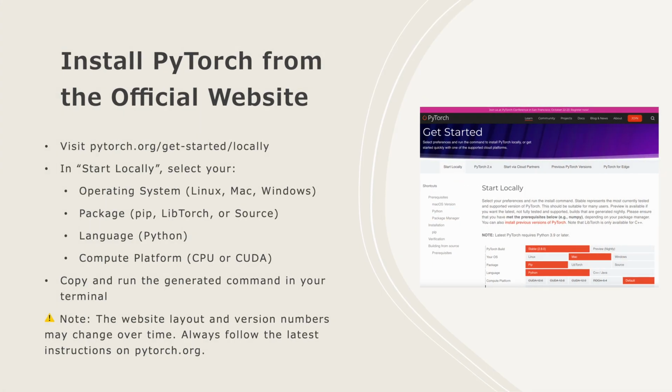When installing PyTorch, always go to the official website. Under the section called Start Locally, you'll see a menu where you select your operating system, package type, programming language, and compute platform. The site will then generate the exact command you need to run in your terminal. The most common choice is pip for the package, Python for the language, and CPU if you don't have a GPU. If you do have an NVIDIA GPU, you can choose CUDA for faster training.